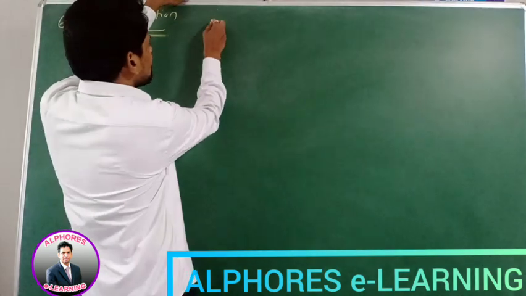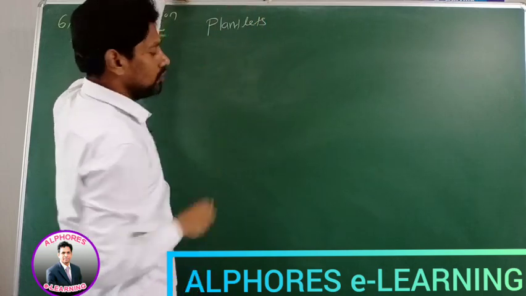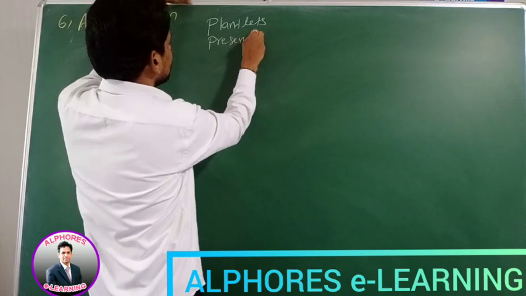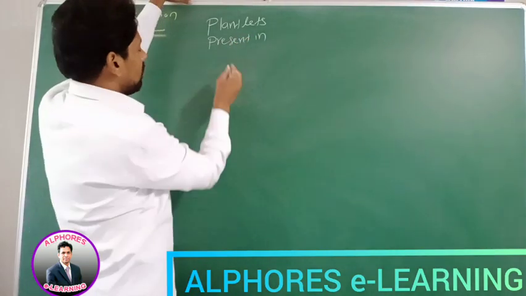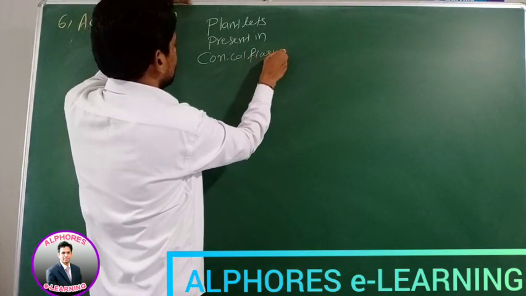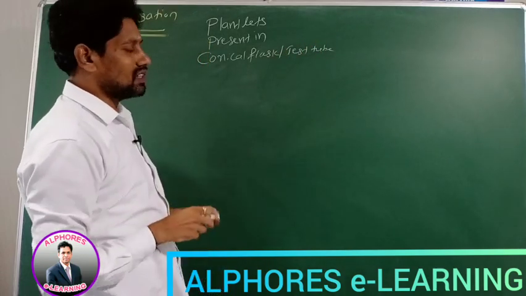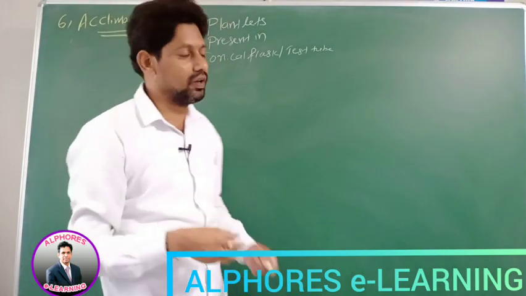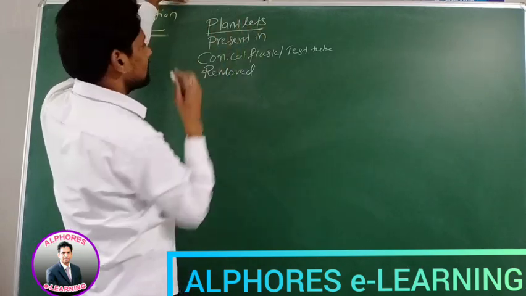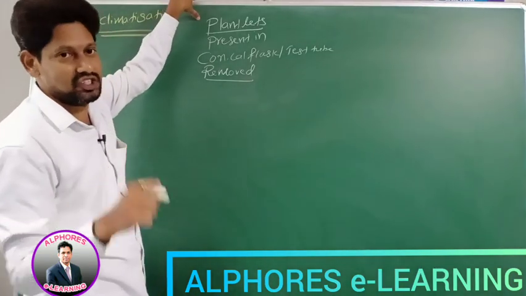Now listen here. Once plantlets are produced, those plantlets are present in what? Conical flask or test tube. The plantlets present in the conical flask or test tube are removed. And these plantlets are washed.